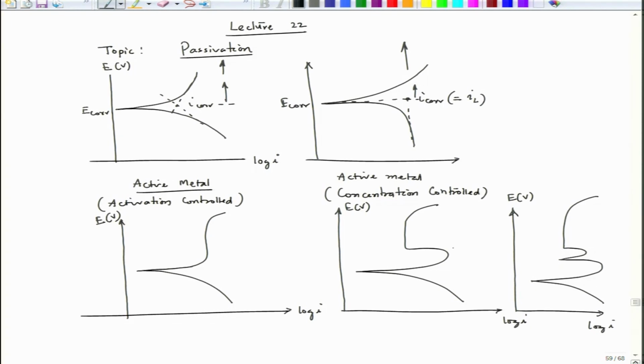In all the three cases, I could see that between these 2 points, the current value does not change. And these segments where the current values are not changing are the typical regions for passivity. So, these segments are called passive regions, where the current density does not change with the change in potential.